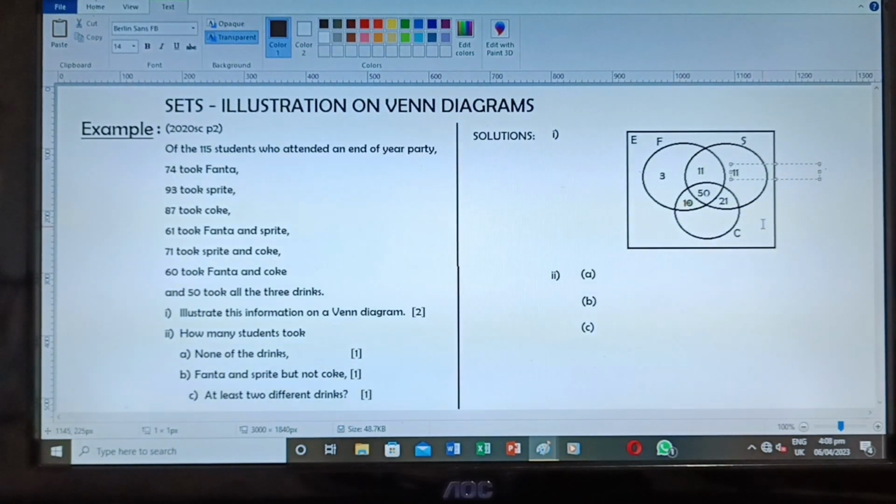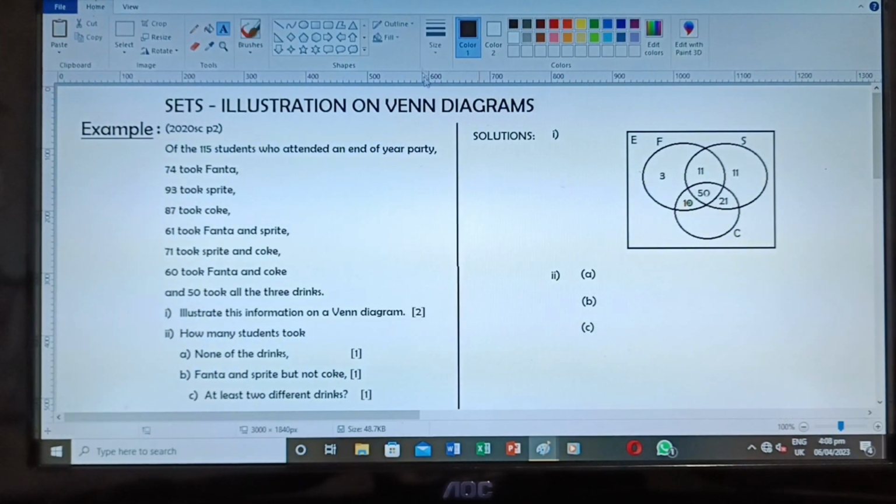So we write our 11 here, and that's that. So just confirming, for those who took Sprite, they were 93. So we have 11 plus 11 plus 50 plus 21, and altogether we are getting 93. So we are on the right path.